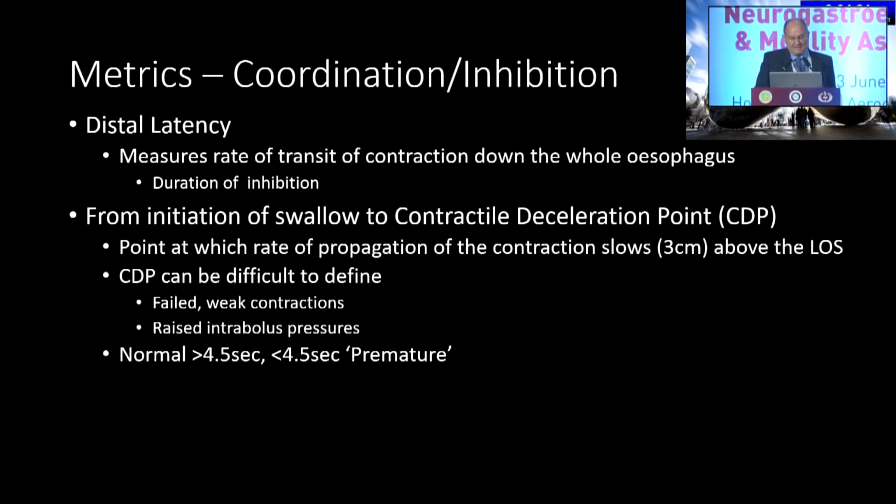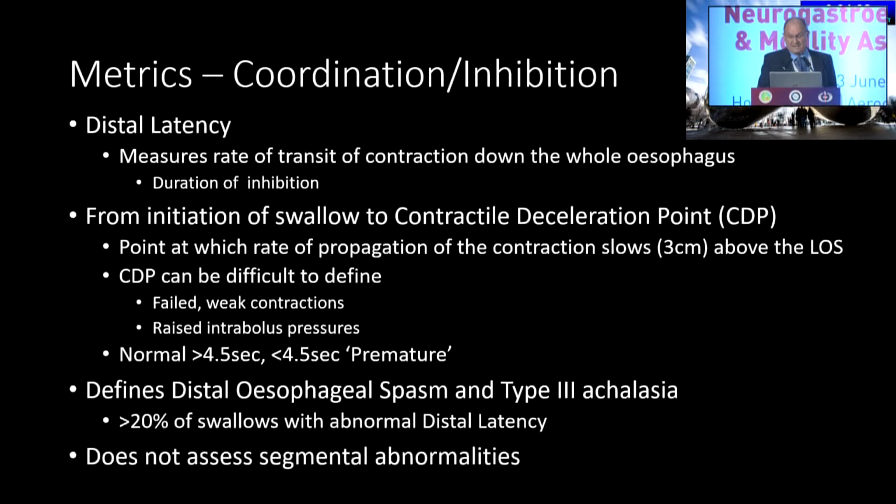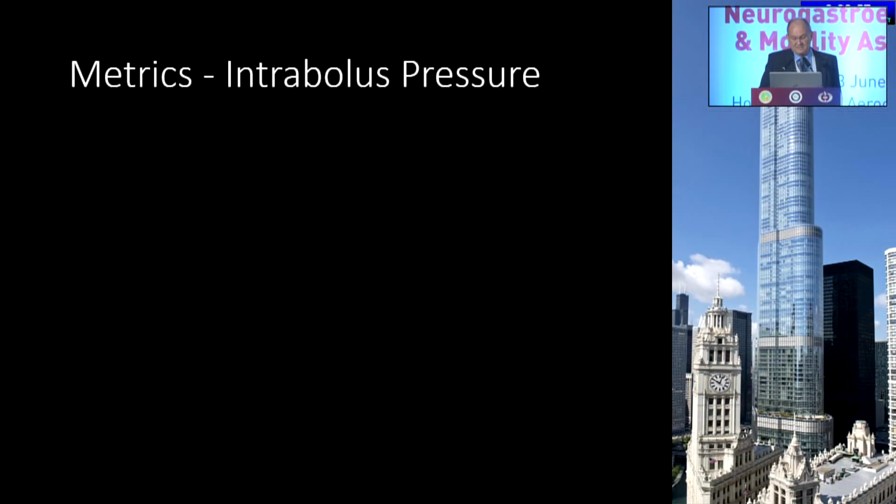One problem is that it can be difficult to define, particularly where we have failed or weak contractions or raised intrabolus pressures. It can be difficult to define exactly where the contractile deceleration point is. Again, we have normal values for that. The distal latency is used to define distal esophageal spasm and also type 3 achalasia, both of which have more than 20% of swallows with an abnormal distal latency. Again, it can't assess segmental abnormalities.